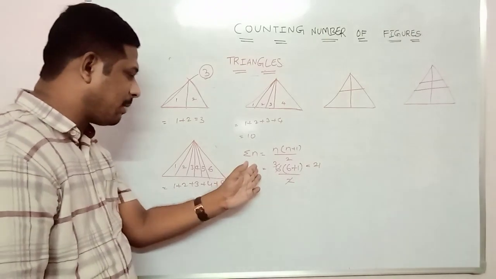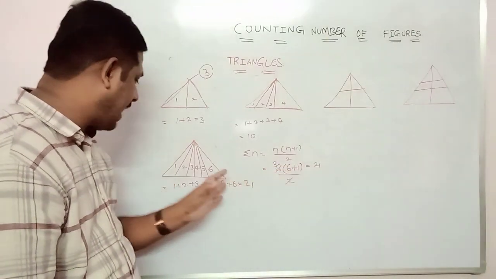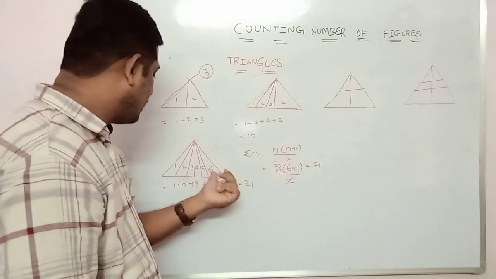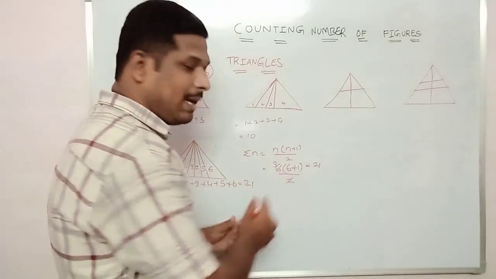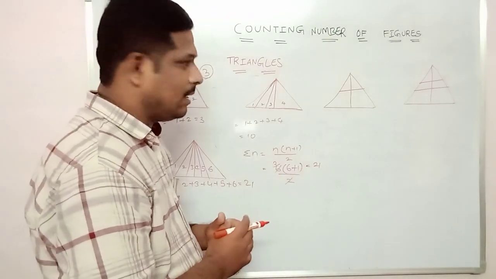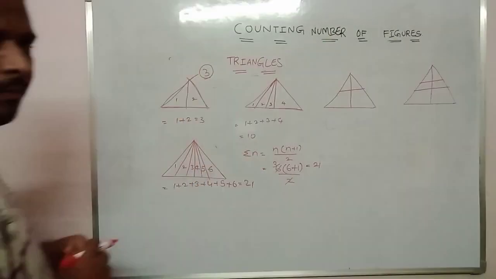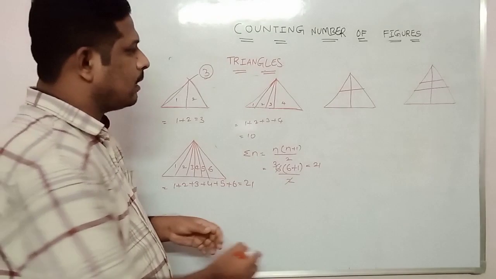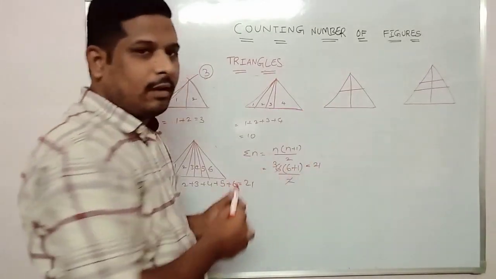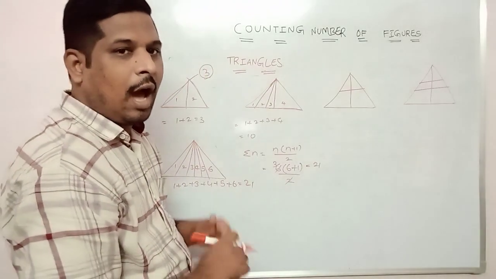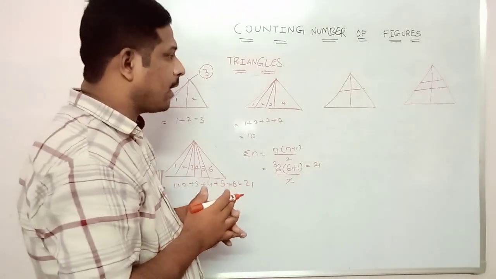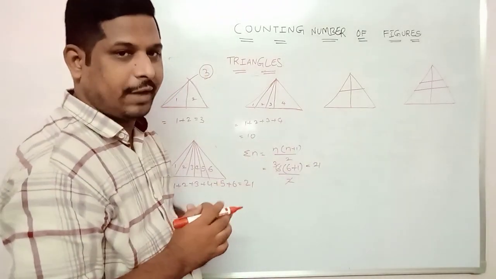That's why we are using the sum of natural numbers formula, which is n into n plus 1 by 2. 6 into 6 plus 1 by 2, 6 into 7 by 2, which is 21. It is very easy to calculate. Now we are going to discuss a triangle where we have vertical as well as horizontal cuts. How can we calculate the number of triangles in this type of figure?